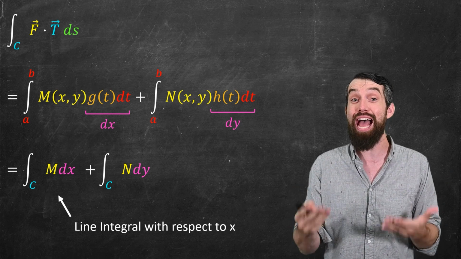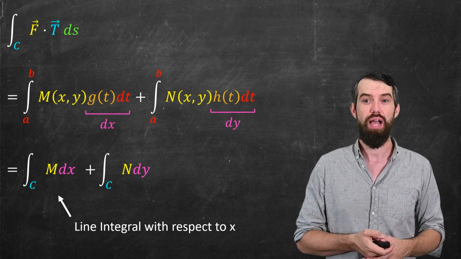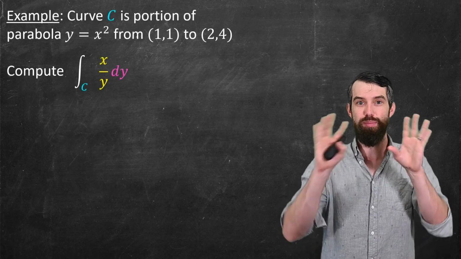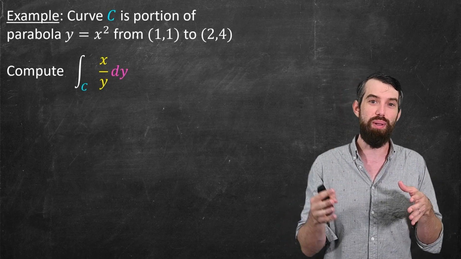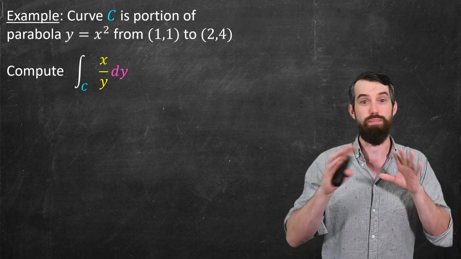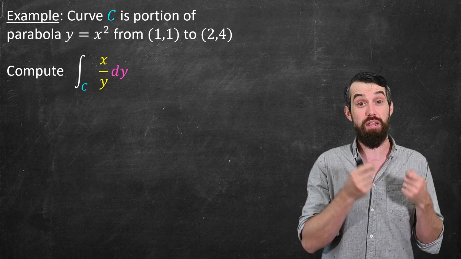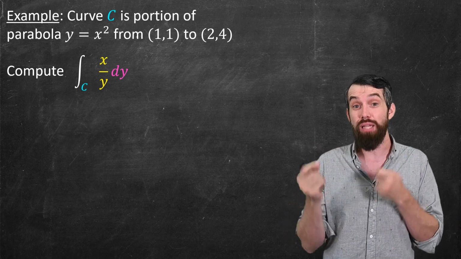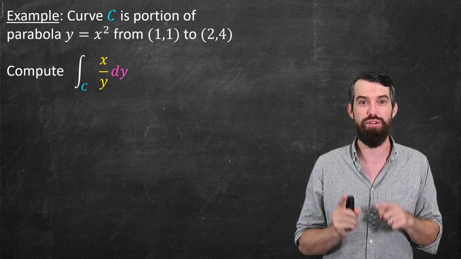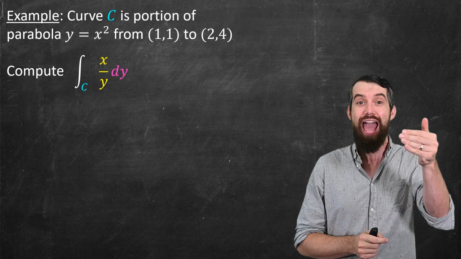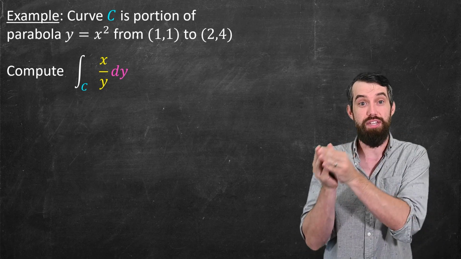All right, let's see an actual example computing these. So the example is going to be, I have some curve. The curve is the parabola y equal to x squared in the plane going from (1, 1) to (2, 4), just some curve. And then I want to compute a particular line integral with respect to y. So the line integral I'm challenging you to compute is the integral on the curve of x over y, that's my integrand, and then dy.